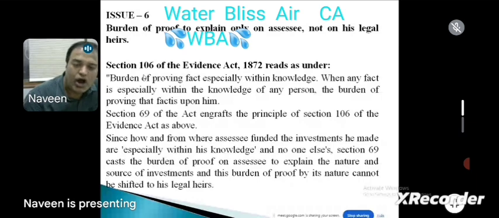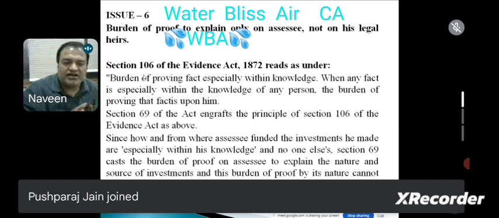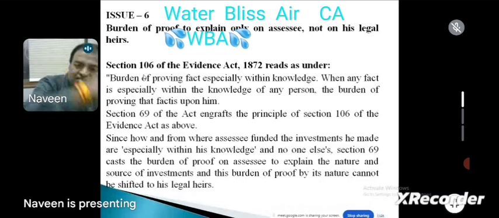Since how and from where the assessee funded, how did Kamlesh make an investment of 1 lakh, or did Kamlesh make the investment of 2 lakhs? Only Kamlesh knows. As per the Evidence Act, what is it telling? That the burden of proving the fact is on the person who made that investment. So the burden of proving is also on Kamlesh. He made the investment, it is in his mind, the court is telling. So how and from where the assessee funded that investment is especially within his knowledge, nobody else's knowledge. Therefore, Section 69 casts the burden of proof on Kamlesh, the assessee, to explain the nature and source of investment. And this burden of proof cannot be shifted to the legal heirs.